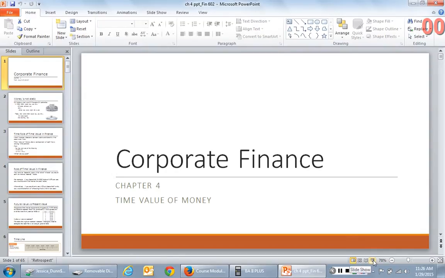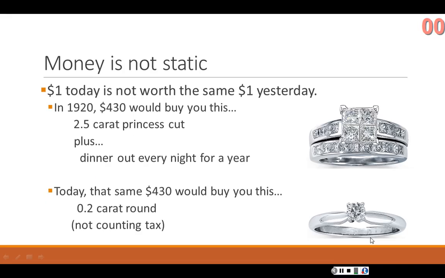Chapter 4 is about the time value of money. The basic premise is that money is not static. A dollar today is not worth the same as a dollar yesterday.